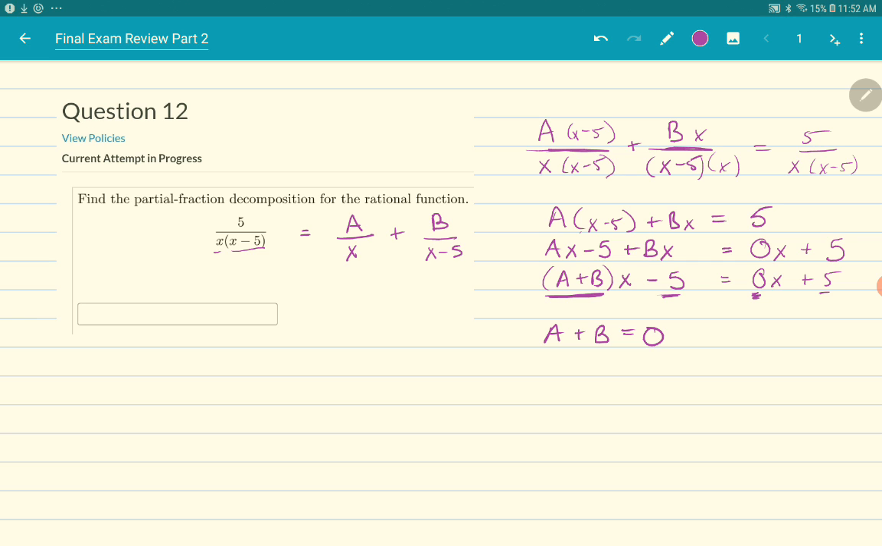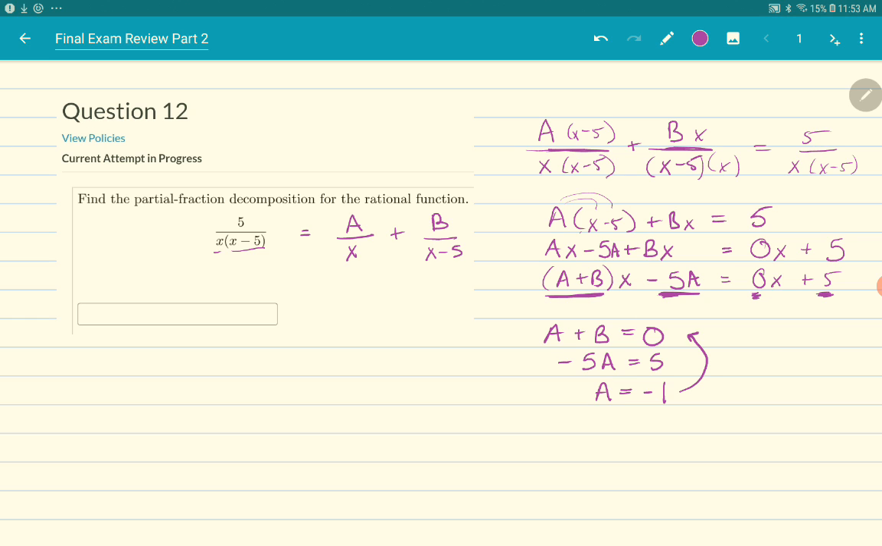I think I messed up here. I think I forgot an a. Sorry about that. Because this should be an a. When I distribute the a times x and negative 5, that should have an a there. So that should be an a right there. And so then I get negative 5a equals 5. So this piece equals this piece. There we go. So that tells me that a equals 5 divided by negative 5, which is negative 1.